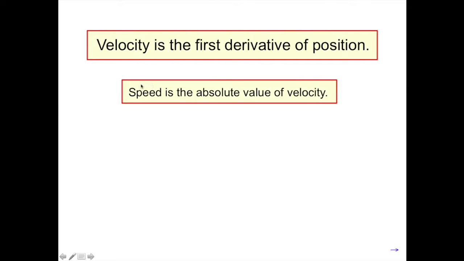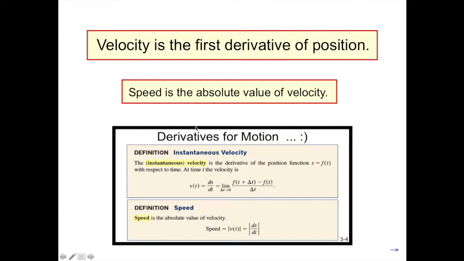We also define speed, the thing you see on your speedometer, as the absolute value of your velocity. So we have to first get a velocity value by using the derivative, and then we can take its absolute value. In other words, speed is always positive, it's never negative. So we have some definitions for derivatives for motion, and we have velocity, which is the instantaneous rate of change of position. It's the first derivative. And speed is the absolute value of that.